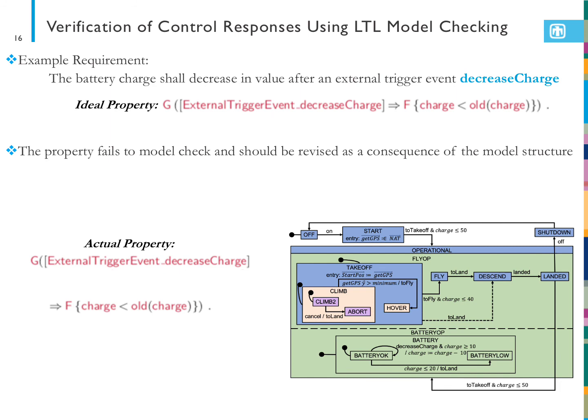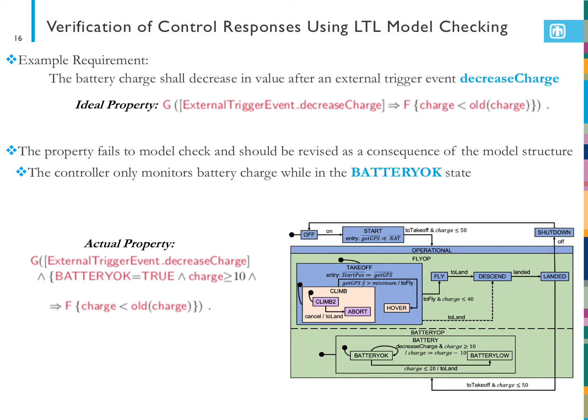So we revise this property to account for the reaction of the system. First, we want to account for the fact that we only monitor the charge within the battery okay state. So we want to make sure that we have the predicate that says that we are in battery okay state, and we have that particular constraints on the charge.